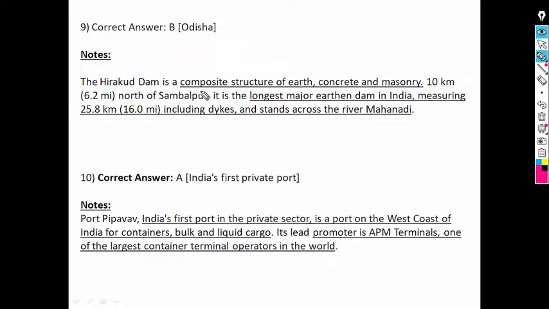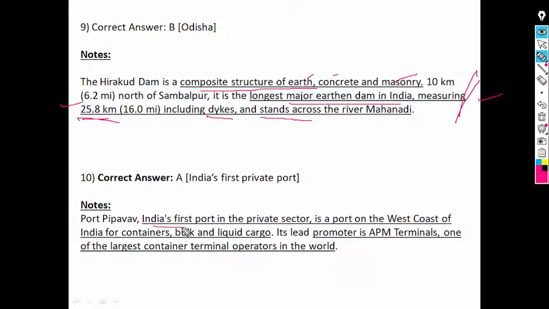Next, the Hirakud Dam is a composite structure of earth, concrete and masonry. It is 10 km north of Sambalpur. It is the longest major earthen dam in India, measuring 25.8 km including dikes, and stands across the river Mahanadi.